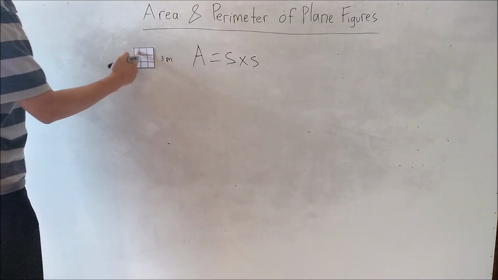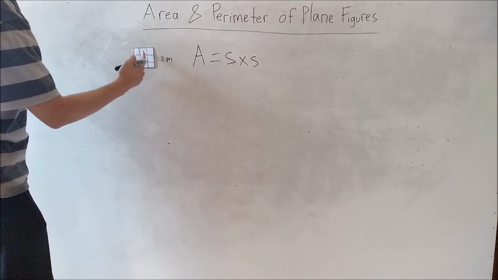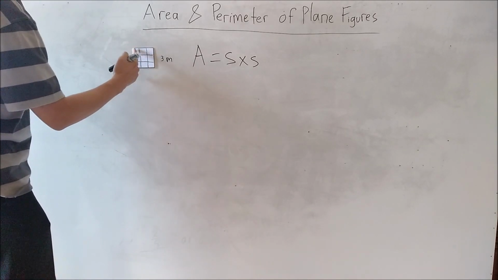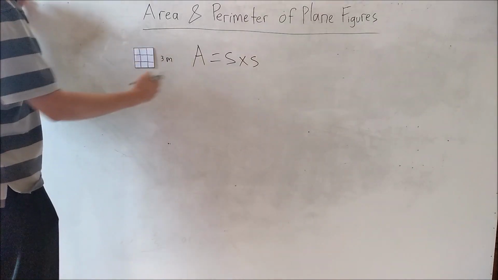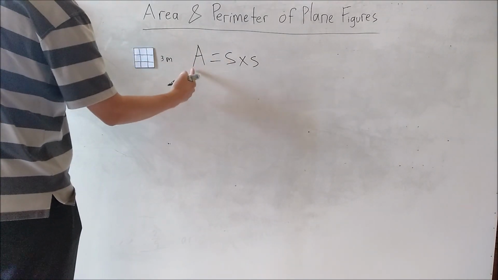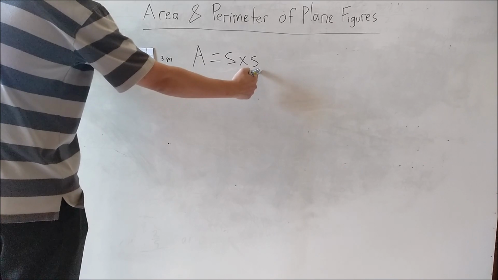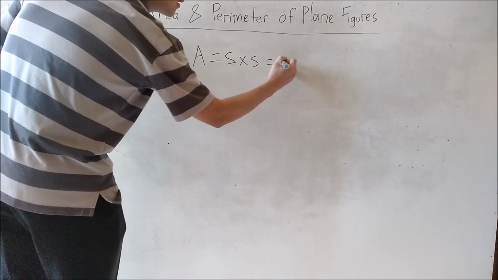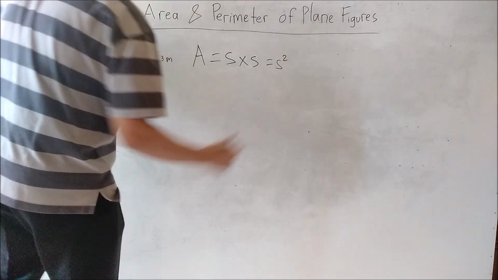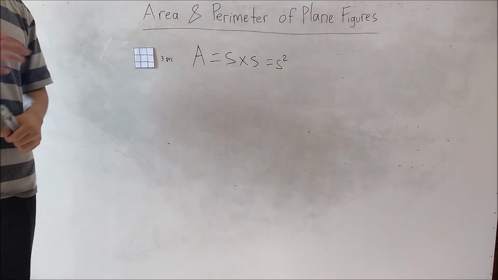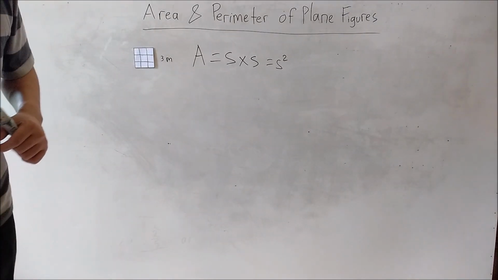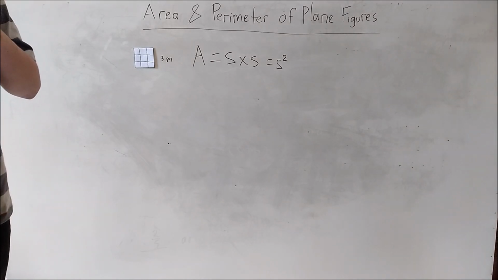It is actually 3 per line, and we have 3 lines, right? That's why it is 3 times 3. Since the length itself is S, the area of the square is side times side, or side squared, or usually it is length squared. Okay? It works the same with the rectangle.